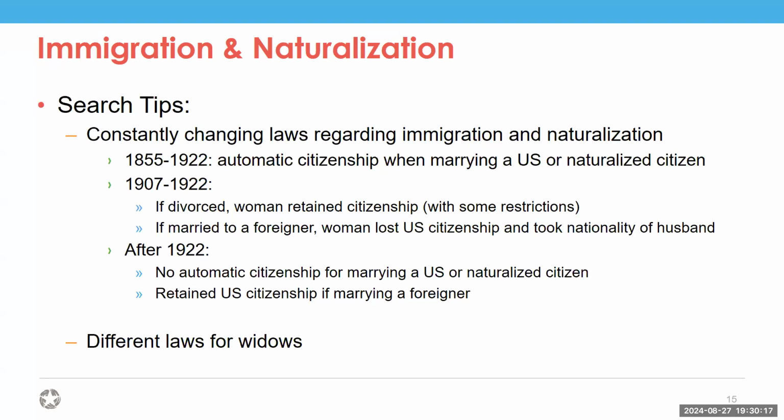So there's a lot of fun things that you can find in these records, and maybe stuff that you wouldn't even expect that you would find. This is an example of the petition for naturalization. It includes affidavits from the petitioner and witnesses, and on the back had the oath of allegiance.